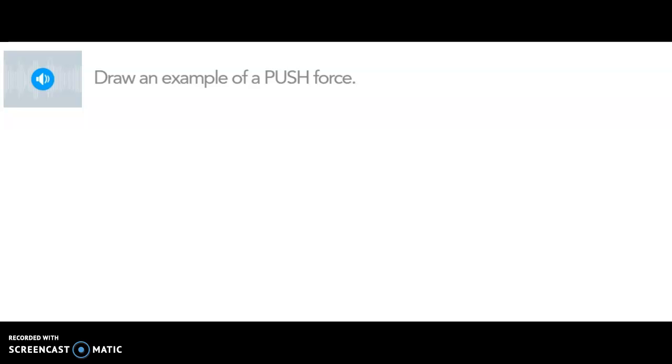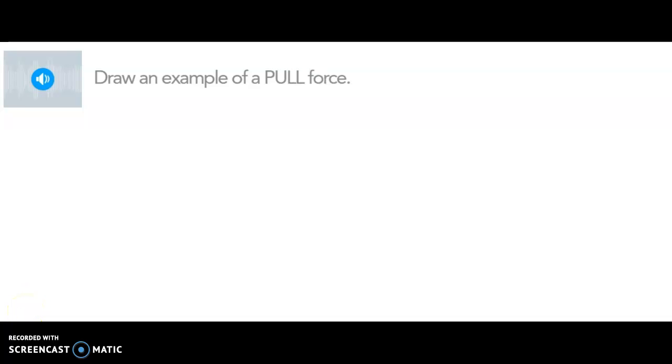pushing anything with an object moving away from you. That would be a push force. So if you drew yourself opening a door, that would not be a push force because the door is moving closer to you. You would have to be closing the door.